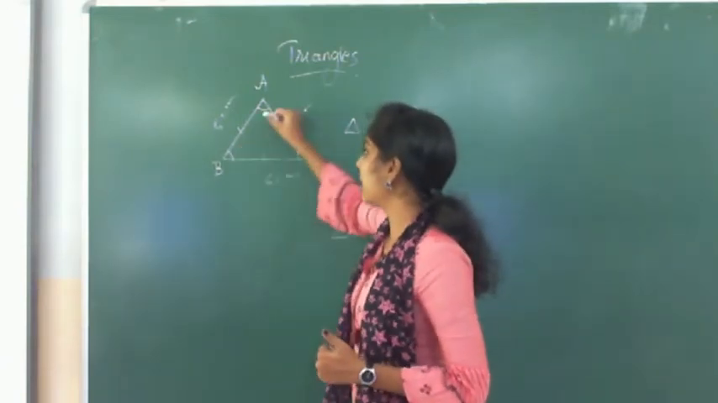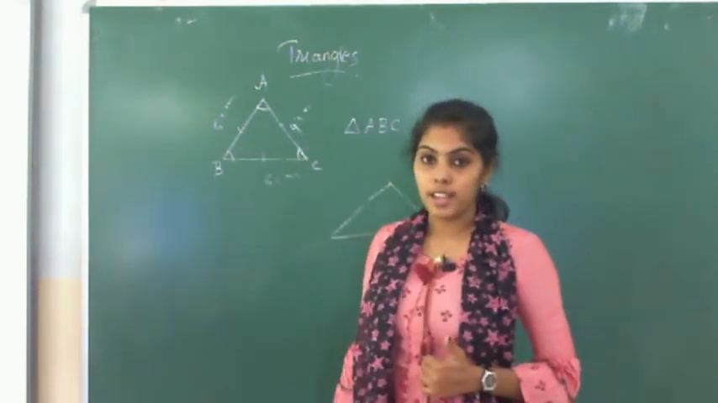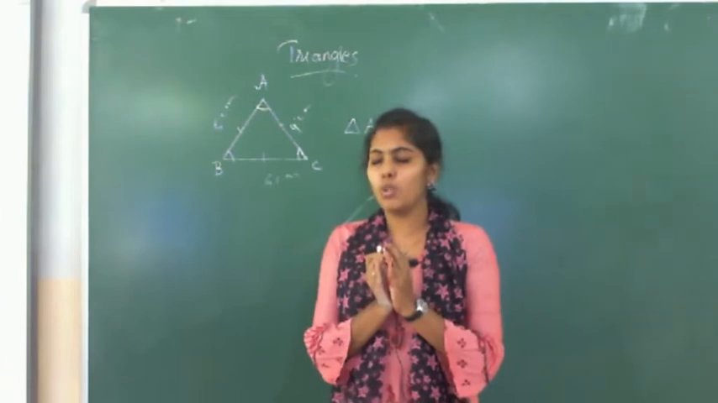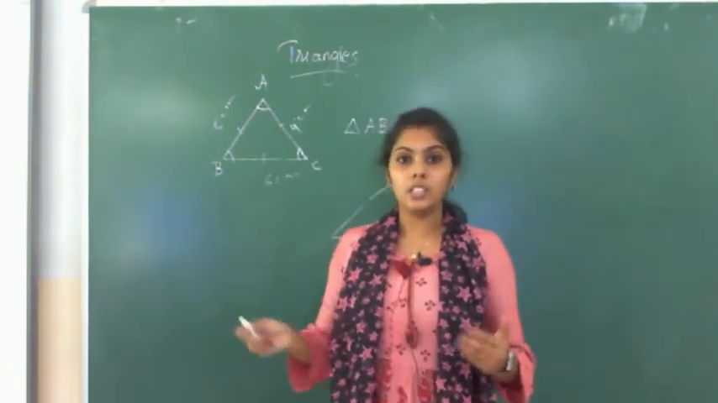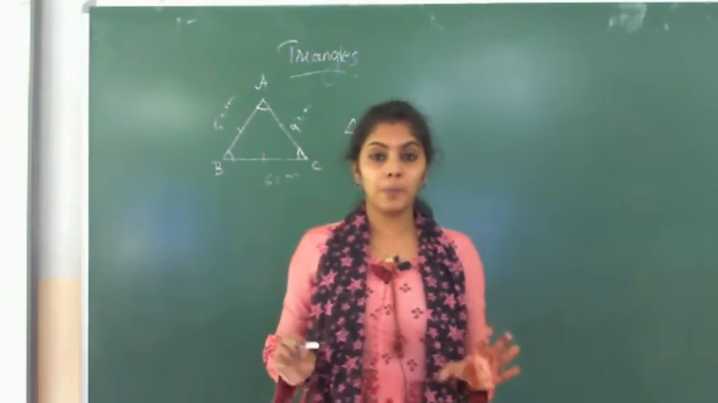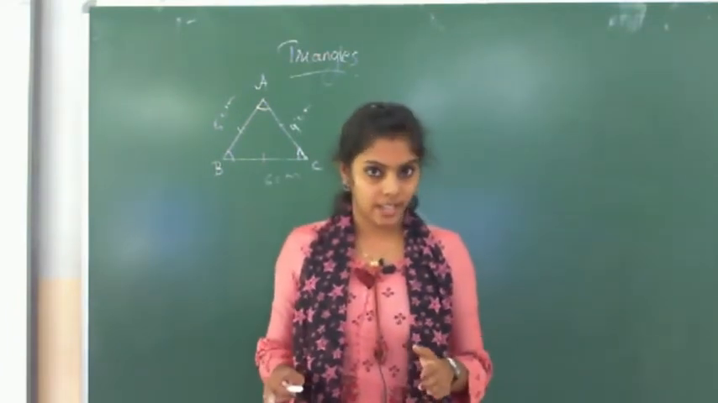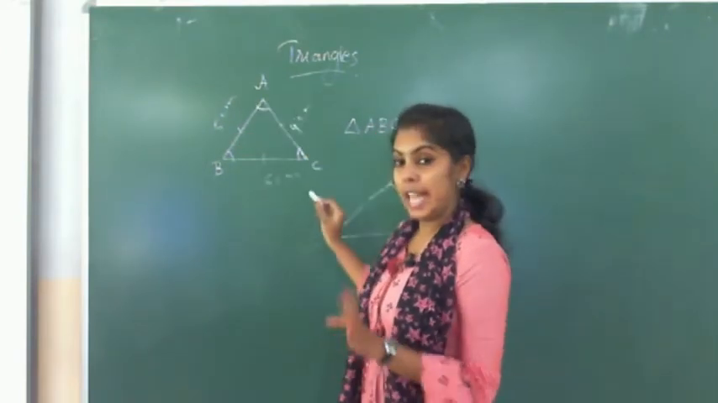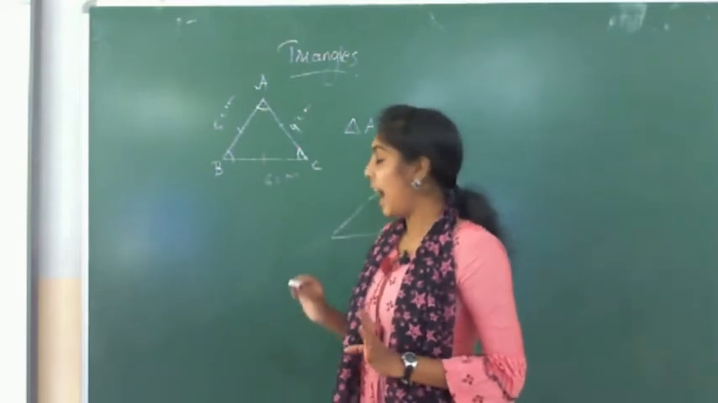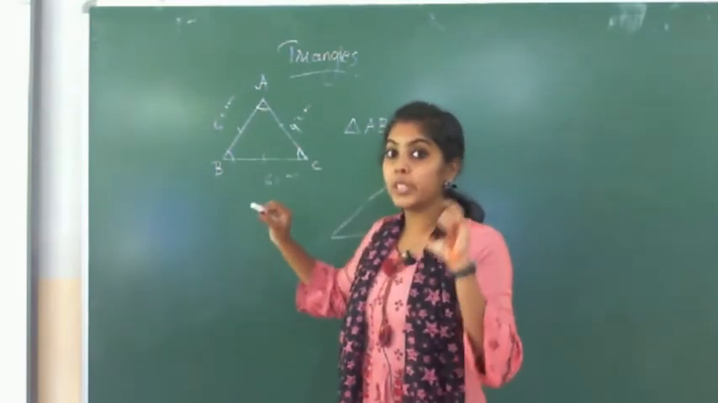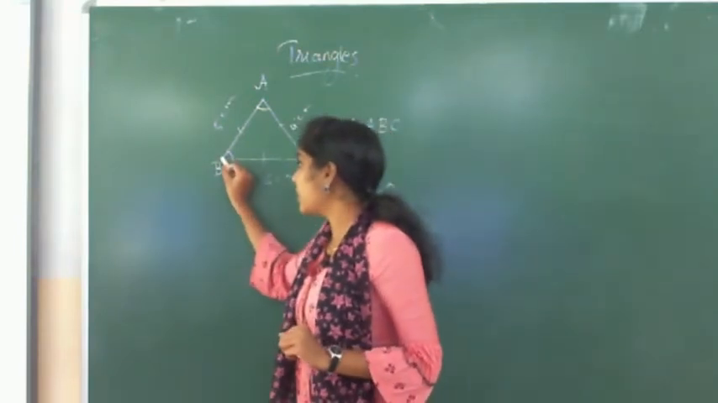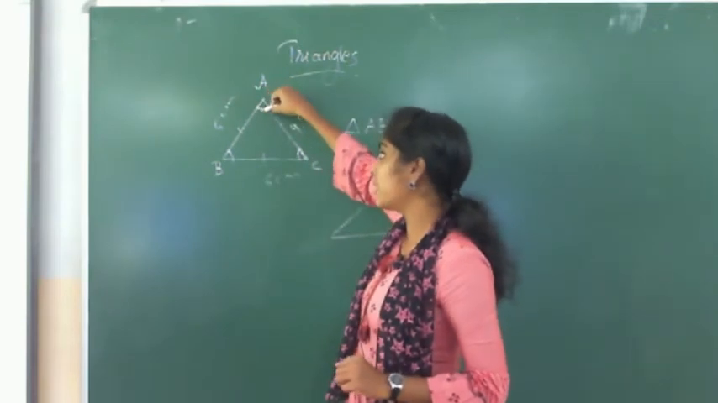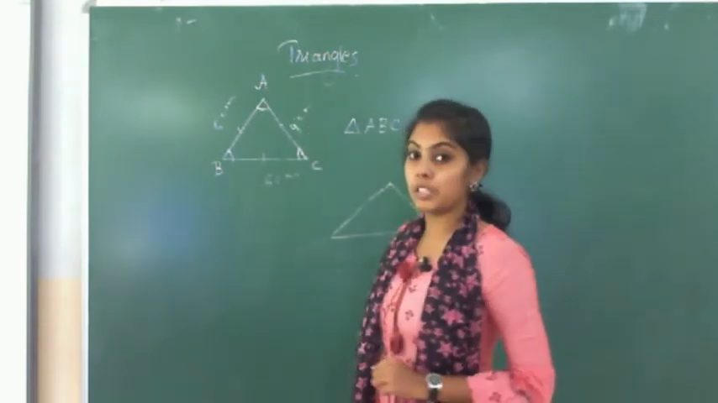Then next, what about the angles? These are the 3 angles. Simply draw a triangle in your notebook. No need to bother about the length and angle. Just draw a triangle using a scale and pencil. Then try to measure the sides and write the sides here. You know how to measure the angles: keep the protractor here and measure this angle, and here keep the protractor and measure this angle. Like that, here also you have to measure the angle.